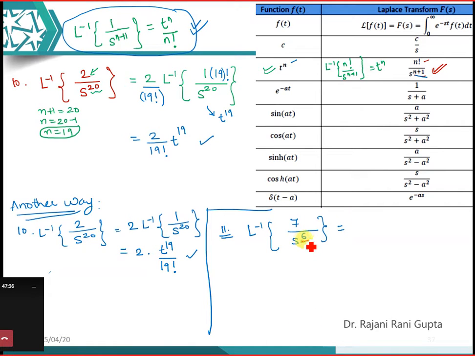So, s power 6. So, n plus 1 is 6, gives you n is equal to 5, right? Now we don't need this 7, take it outside. S power 6 gives you t power 5 over, now we need 5 factorial, which is not there, so over 5 factorial directly. Remember, whenever you are doing inverse Laplace transform, you should not have any s. It should contain only t terms. Otherwise, it's wrong.